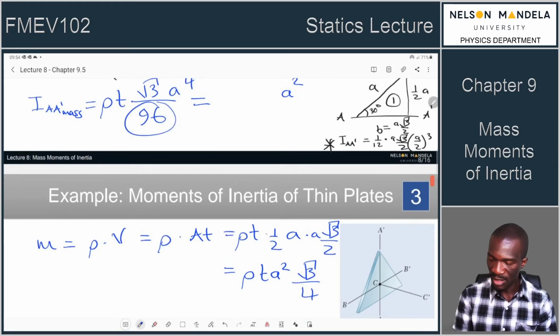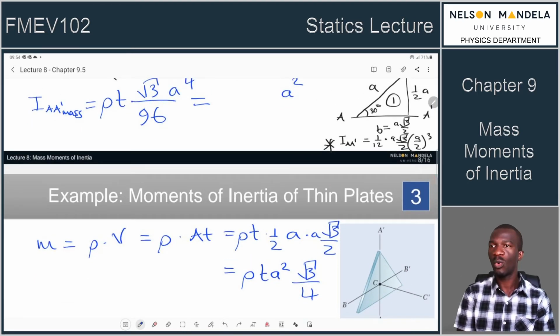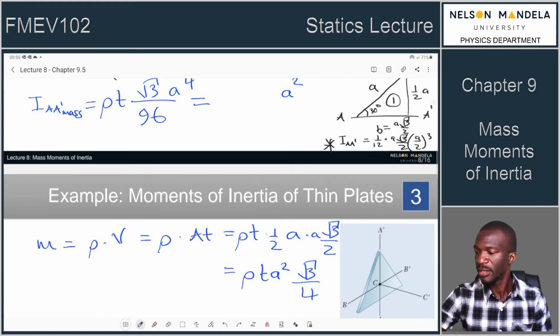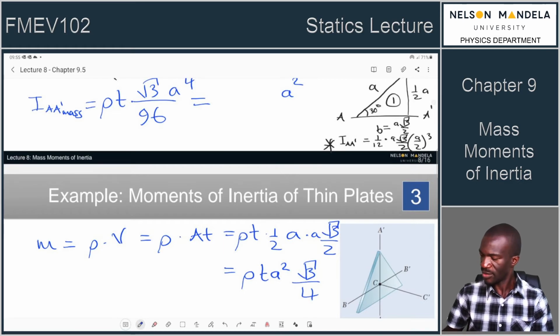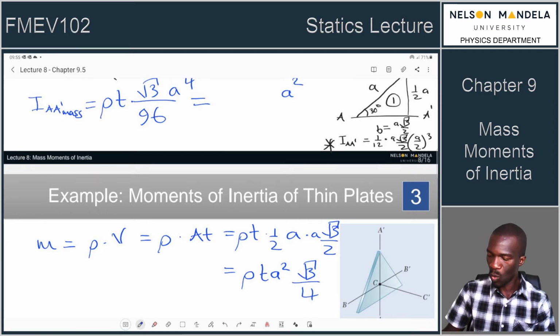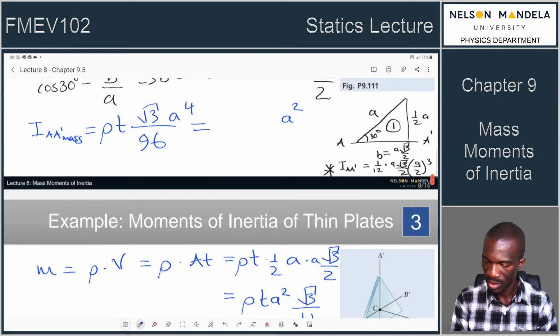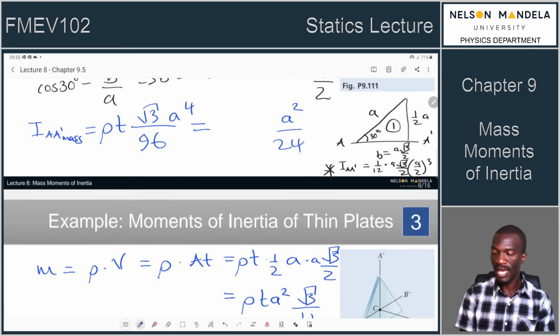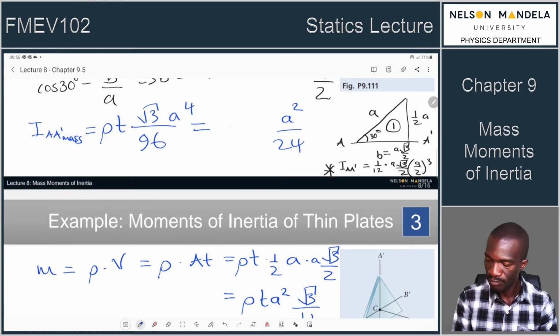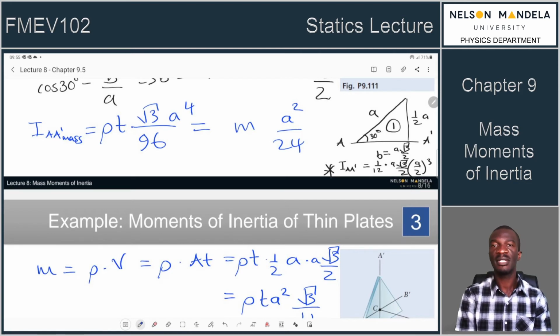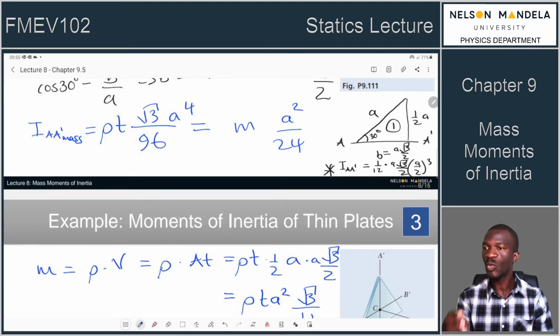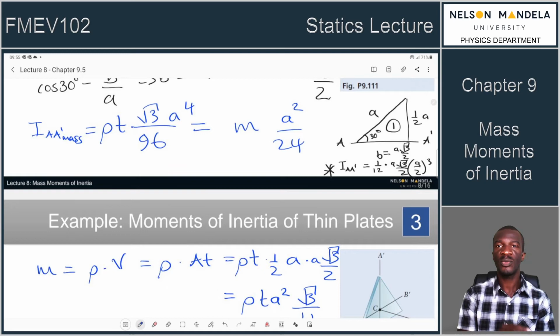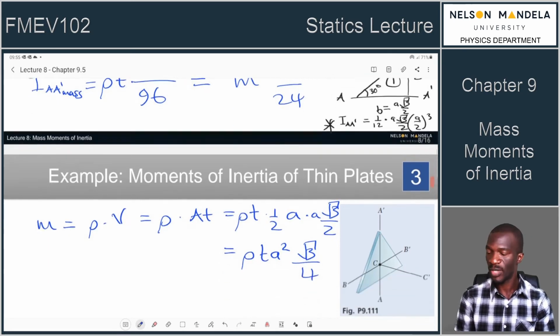Then if we factor out, what is 96 divided by 4? Whatever factor we remain with, let me just use a calculator here. So that would be 24. That would be 24. So that would be a squared over 24 is what we remain with after we've factored out our mass. So it's simply a 24th of ma squared.